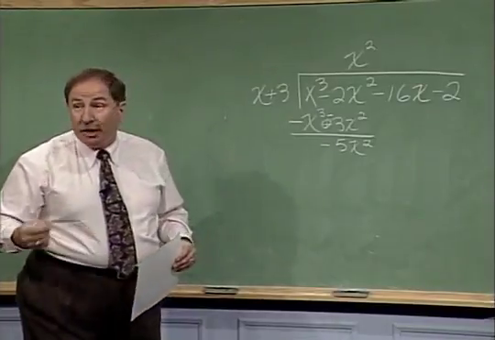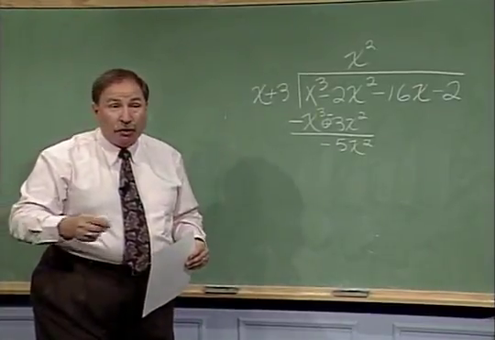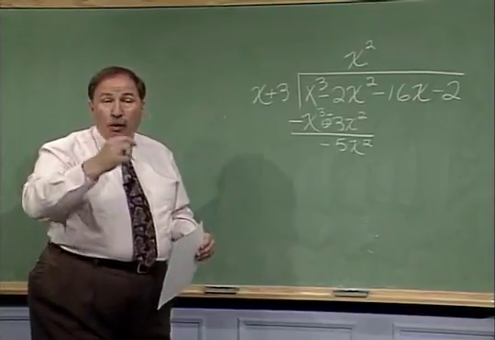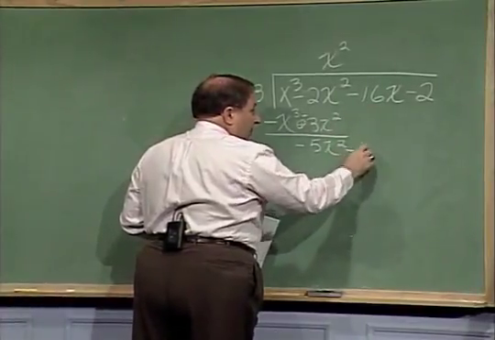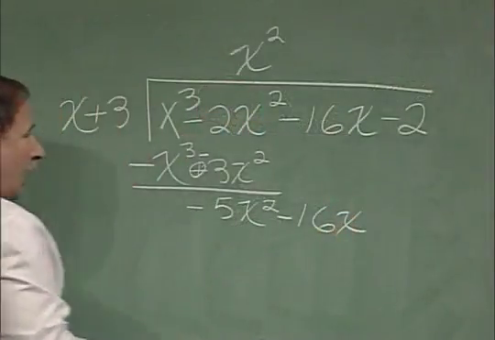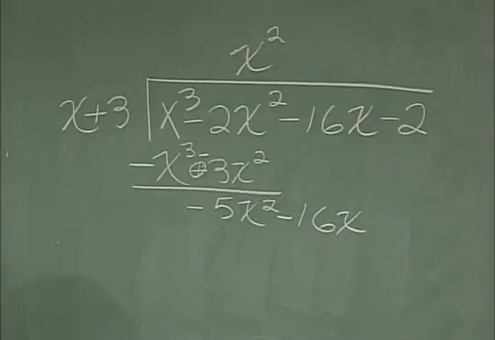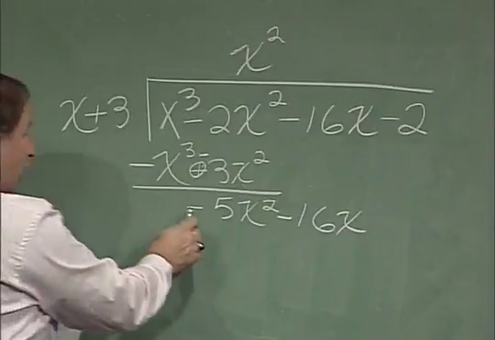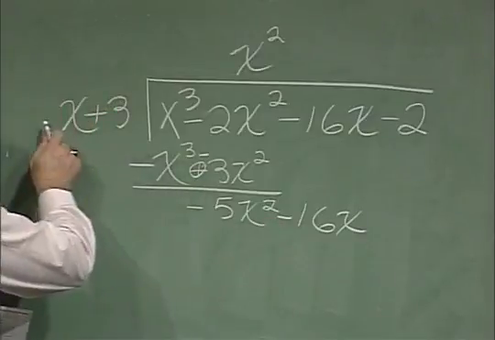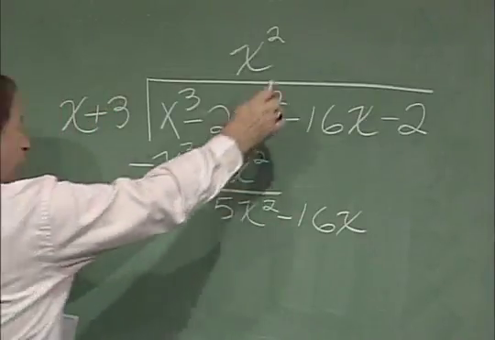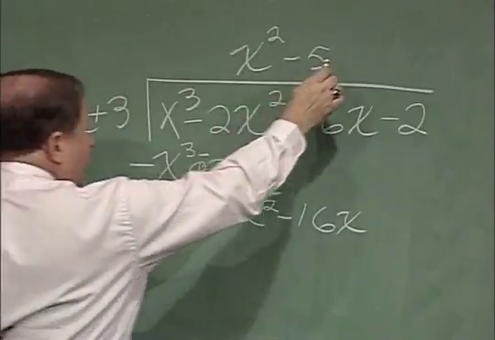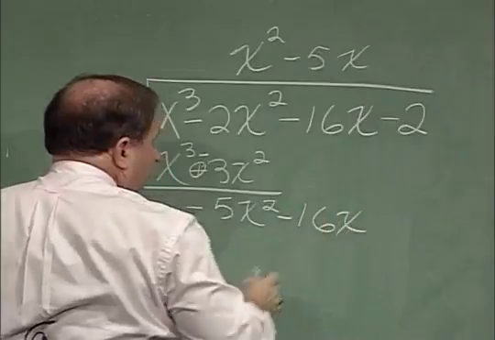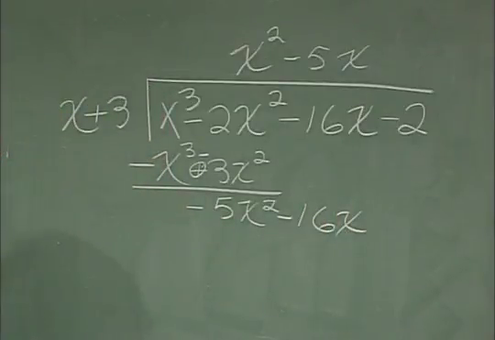Now, what did you do next in your elementary classroom when you were learning to divide? After you subtracted, you brought down the next place value. And the next place value here is negative 16x. Everything is lined up. And after you brought down, you divided. So, we'll divide x into negative 5x squared. Well, 1 times what is negative 5? Negative 5. And x times what is x squared? X times x is x squared. And again, we line up the x with the x in the original problem that we're dividing into. Okay?